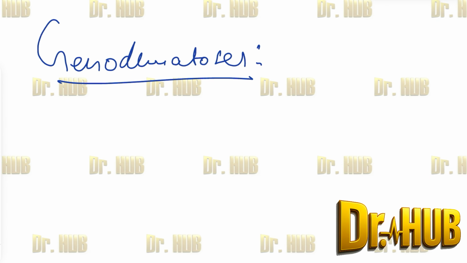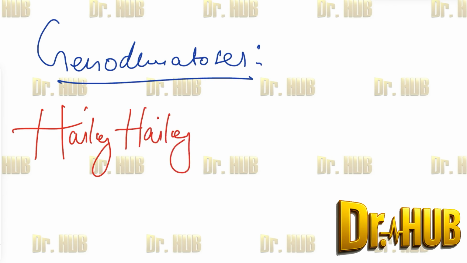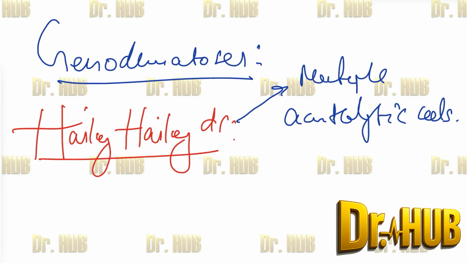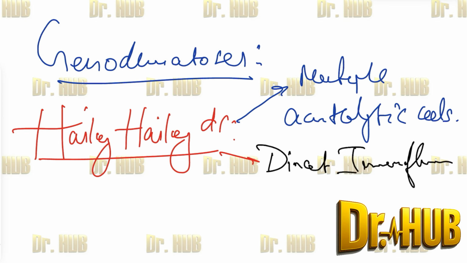Next, moving on to genodermatosis. Under this, there are two diseases, Hailey-Hailey and Darier disease. Let's understand Hailey-Hailey disease. In this disease, there are multiple acantholytic cells, and direct immunofluorescence is negative. Next, we move on to Darier disease.